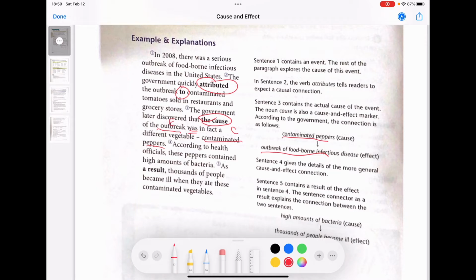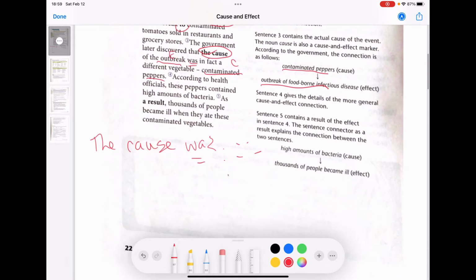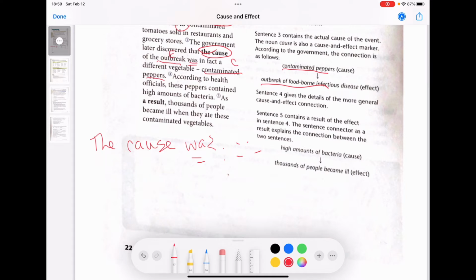The be verb is kind of like an equal sign. If I say the cause was, that's kind of like saying the cause equals whatever comes after the be verb. Sentence 4 is just giving us more details of that cause-effect connection. So that's kind of like a supporting sentence there. And then we see some more cause-effect connectors here, as a result. So the high amounts of bacteria, as a result of this, that's the cause. Thousands of people became ill. That's my effect.